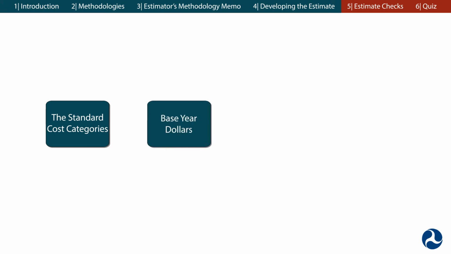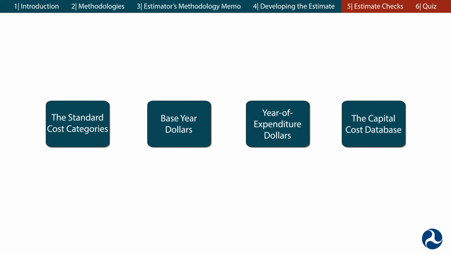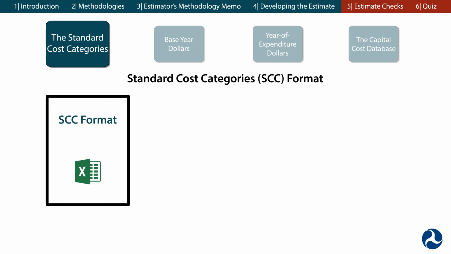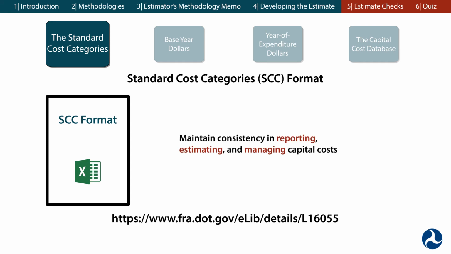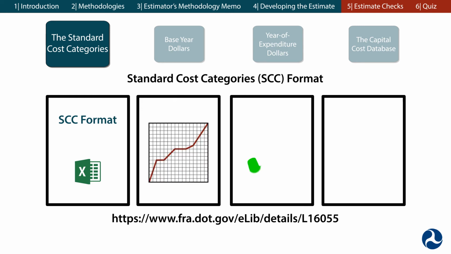In this section, we'll cover the standard cost categories, base year dollars, year of expenditure dollars, and the capital cost database. One important FRA requirement is the use of the standard cost categories, or the SCC format. The SCC format is an Excel workbook available on the web page on your screen. The purpose of the workbook is to maintain consistency in reporting, estimating, and managing capital costs. The SCC format provides 3 worksheets within it that help cost estimators calculate inflation and conduct a reasonability check.